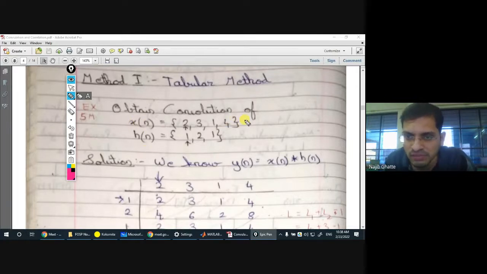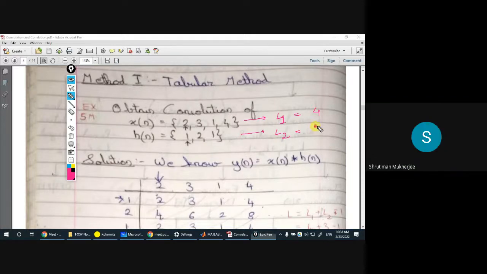Now I will say this is my first signal, and I call this L1 equal to 1, 2, 3, 4. How many samples are there? Total samples 4. I can say L1 is equal to 4. Similarly, how many samples are there for L2, the second signal? What is the value of L2? 3 samples.